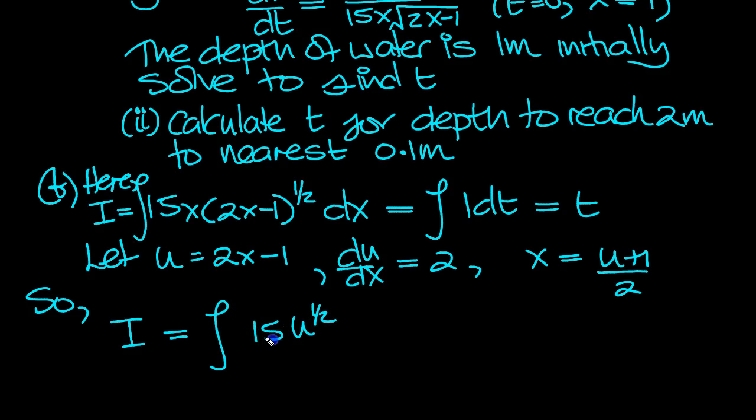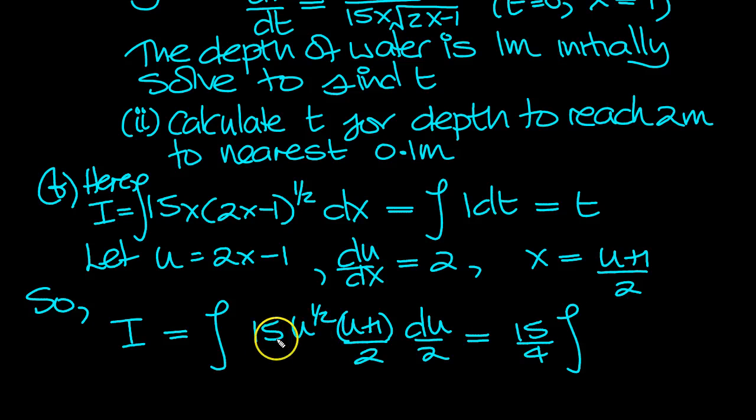We've got the 15, and then we've got x, which is (u plus 1) over 2, and then dx, which is du over 2, isn't it? So that's equal to 15 over 4, just take that to the front. The integral of, so the 15 over 4 can go there, u to the 3 over 2 when we expand this bracket, plus u to the half du.